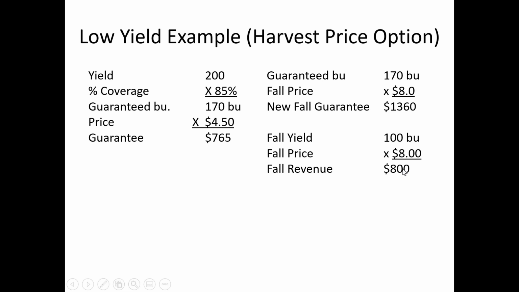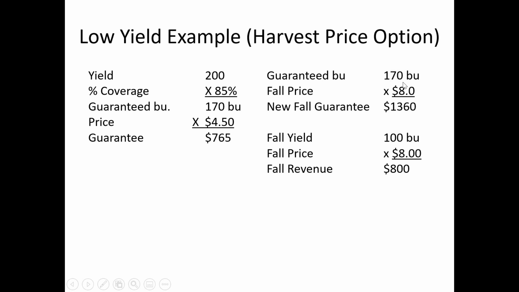So in the old days, we'd think, well, you got $800, we guaranteed you $765. There's probably going to be no payment because we have more revenue than guarantee. But you've got to remember the replacement costs. We still guaranteed you this 170 bushels. We want to make sure you have 170 bushels. You might have been counting on that for feed.